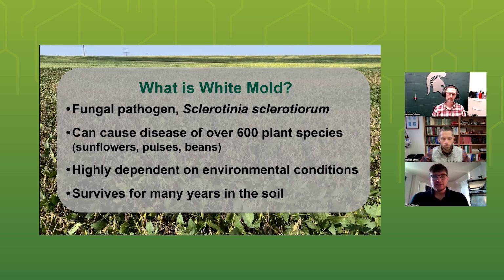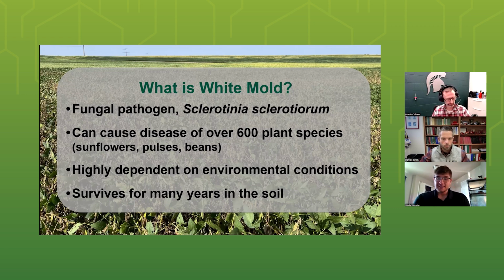So initially, Sclerotinia sclerotiorum is the pathogen that causes white mold. It is a fungus, so it is very similar to many of our other crop diseases, but it is distinct in the fact that it can cause disease in many different plant species. Most, if not all, of our broadleafs. So in the northern Great Plains, we also see issues with sunflowers, pulses, and dry beans as well.